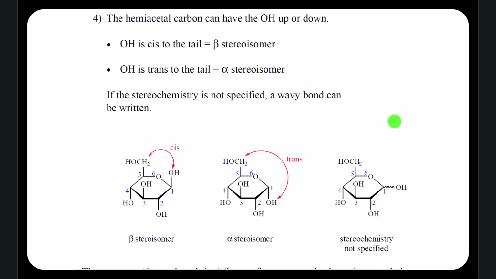Here are some examples of the various stereoisomers of the Haworth projection of glucopyranose that we've been working on. So for example, here we see that the hemiacetal hydroxyl group is in an up position cis to the tail. We would call this the beta stereoisomer. Here is the alpha stereoisomer, where now the hemiacetal hydroxyl group is in a down position trans to the tail. And then finally, here's an example of a ring where we are not specifying the stereochemistry of the hemiacetal.